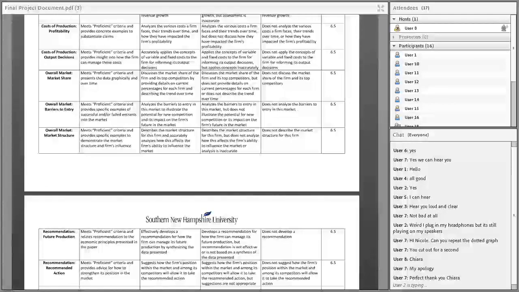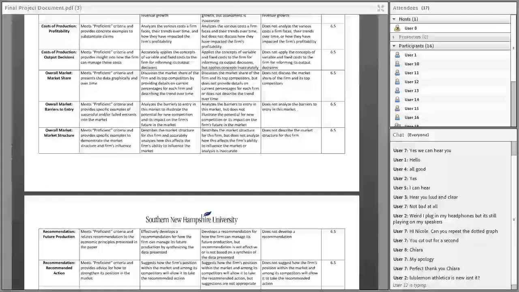The last element of the market was to establish the market structure. So after you have analyzed the market share and the barriers to entry, you were able to determine what type of market structure your firm operated in. It was a monopoly, oligopoly, monopolistic competition.